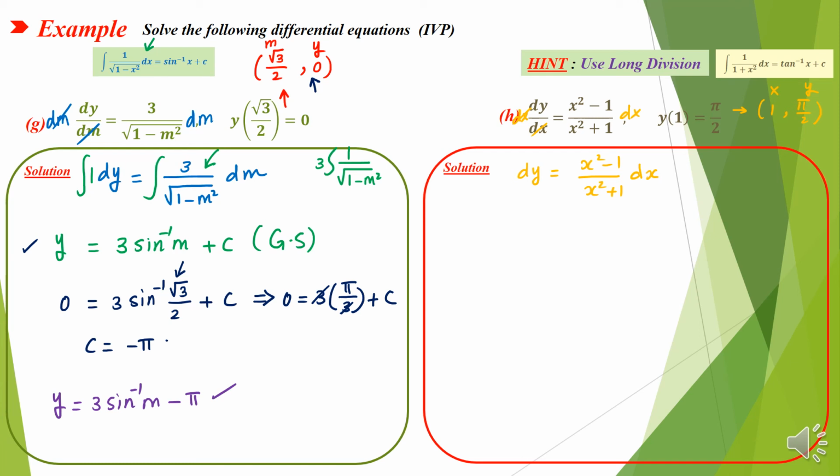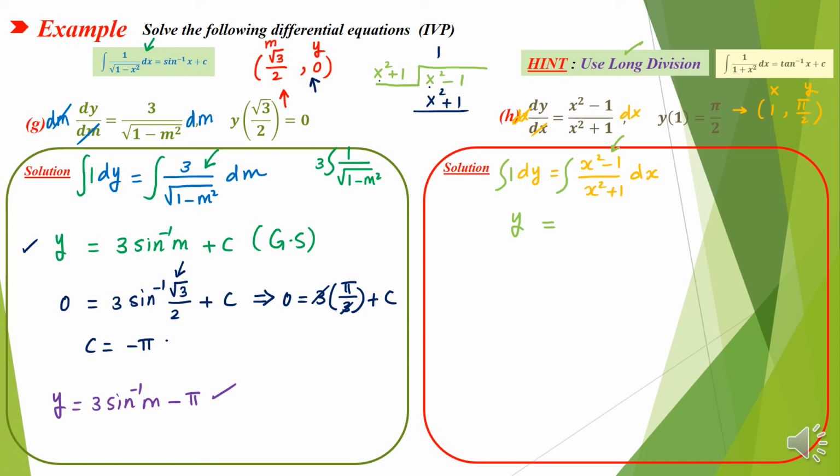Now you have to integrate both sides. Here we have 1 dy, so the integration will be y equals. Now you have to simplify the inside function here by using long division. I will do the long division here. We have x squared minus 1 divided by x squared plus 1. We call the x squared minus 1 the dividend and x squared plus 1 the divisor. Now start the long division. X squared divided by x squared equals 1. Multiply it by the divisor, and you will get x squared plus 1.